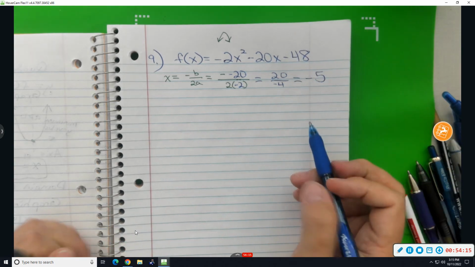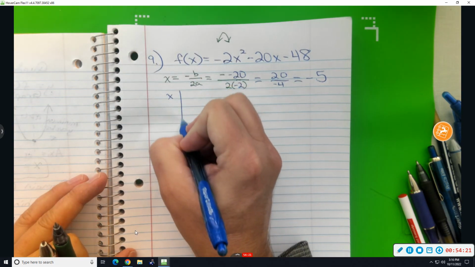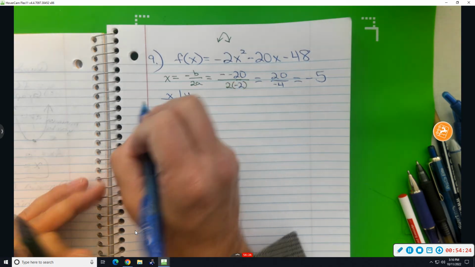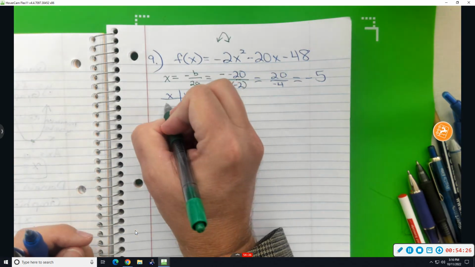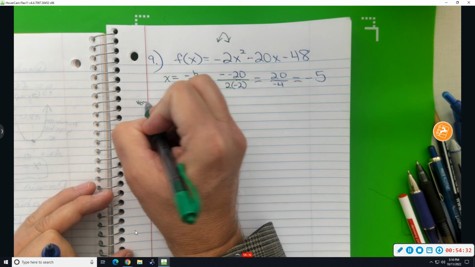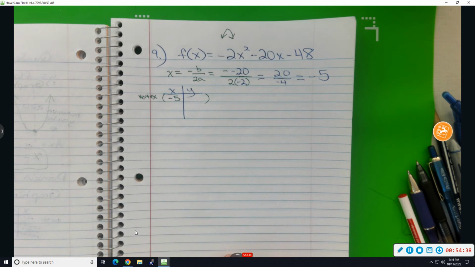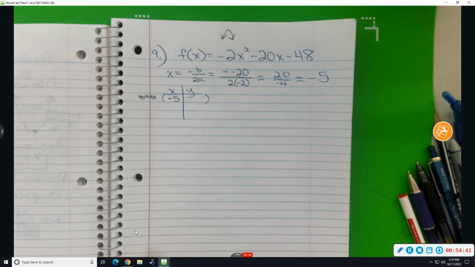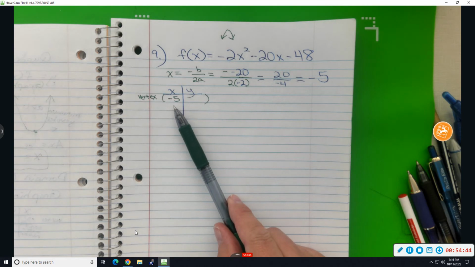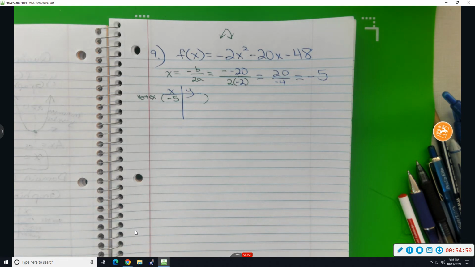Okay. So the vertex is going to be an ordered pair that occurs when x is negative 5. And let's make a note. That's going to be the vertex. Well, we know the x value. If you know the x value, how do you find the y value? What are we going to have to do to find that y value? Plug in x. Remember, f of x is just a fancy way of saying y.